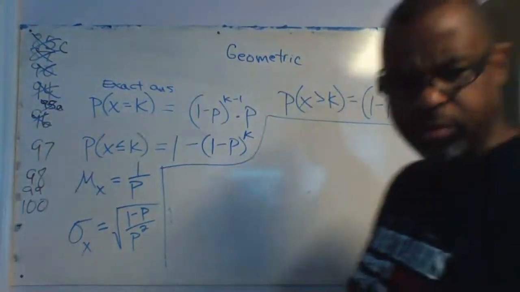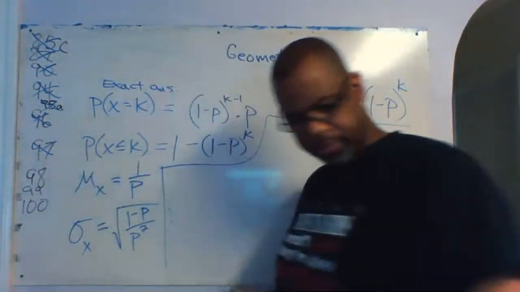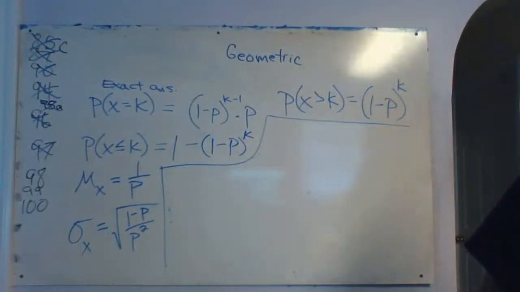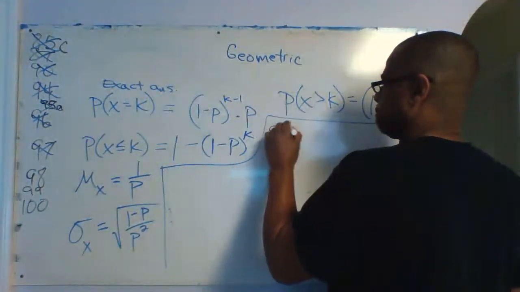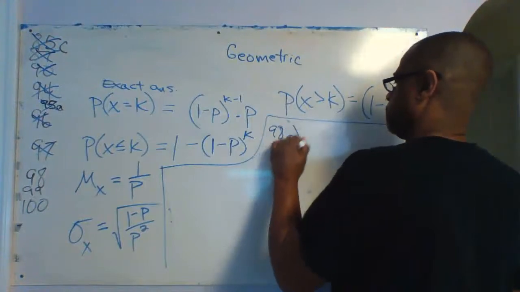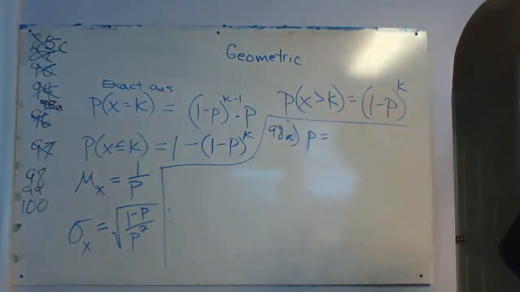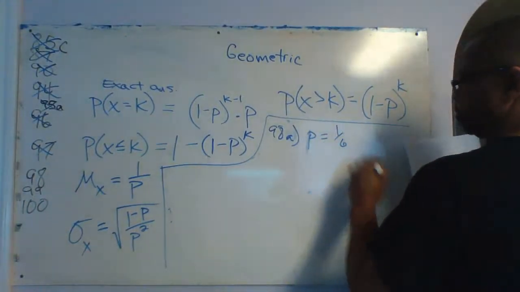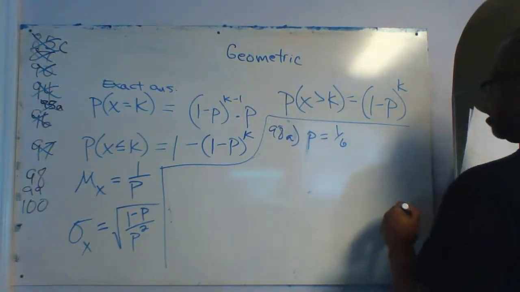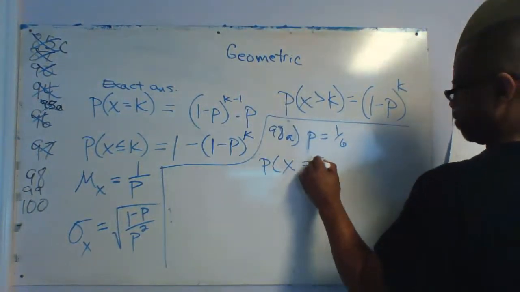All right. So that was what, 96? 97. All right, so let's look at 98. I think you know how to do this one. So 98A, they told us that it was geometric. The probability of success for 98 was what? 1 out of 6. And then we're looking for the probability that the outcome is equal to exactly 5.